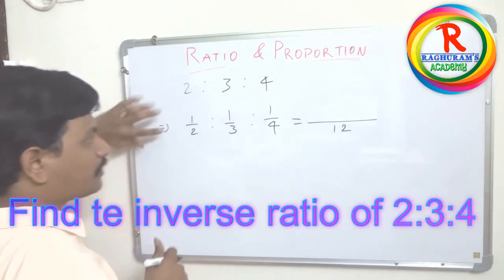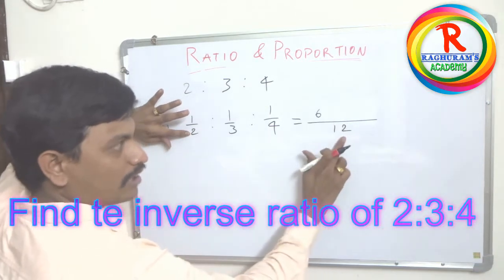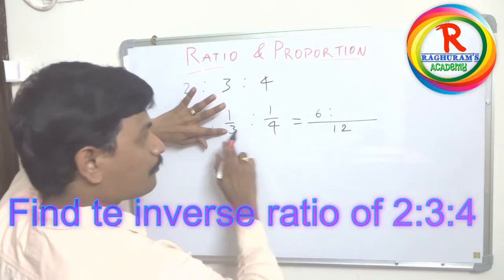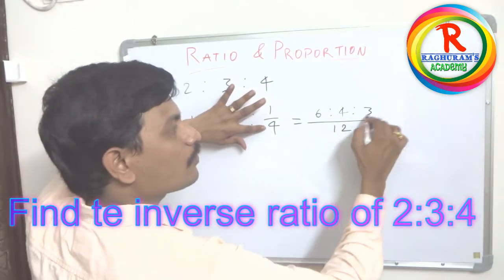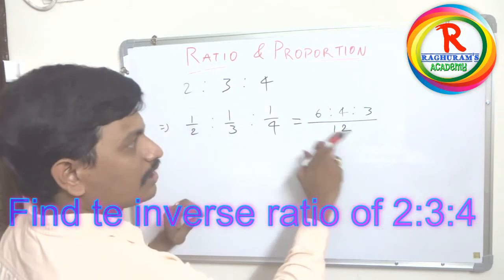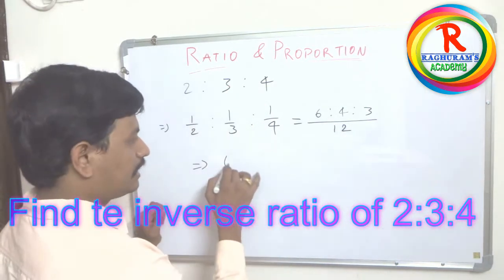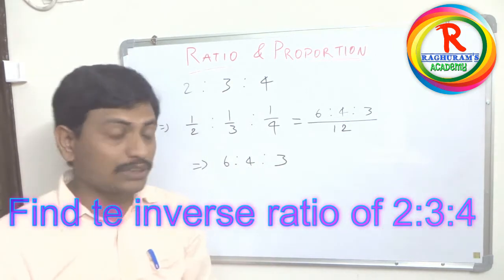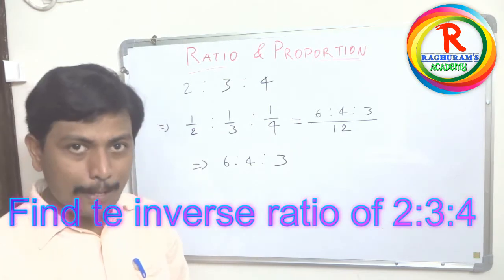So in this case, what do you do? 12 by 2 is 6, 12 by 3 is 4, and 12 by 4 is 3. Cancelling the 12, what do we get? 6 is to 4 is to 3. So 6:4:3 is the answer, and this is the first method.